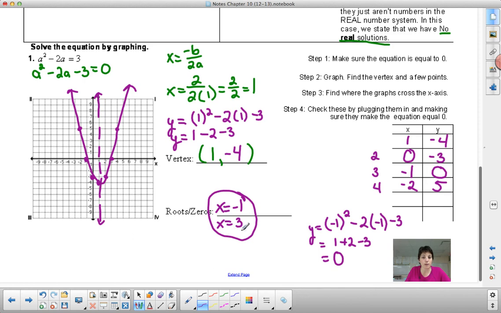I can always check by plugging those values back in. So when I plug negative 1 in, I should get a 0 out. And when I plug 3 in, I should get a 0 out. So y equals 3 squared minus 2 times 3 minus 3. That's where I'm plugging into the original that's set equal to 0. 9 minus 6 minus 3, 3 minus 3. Yep, I get a 0. So I've done it correctly.